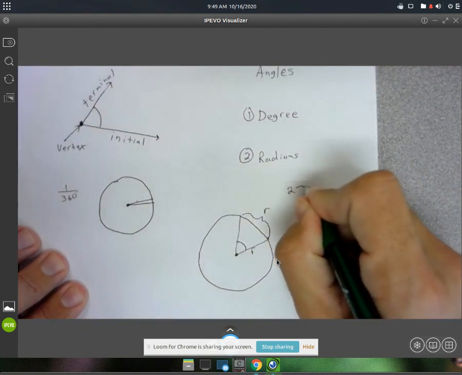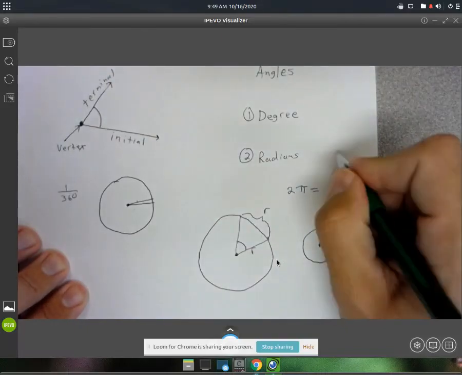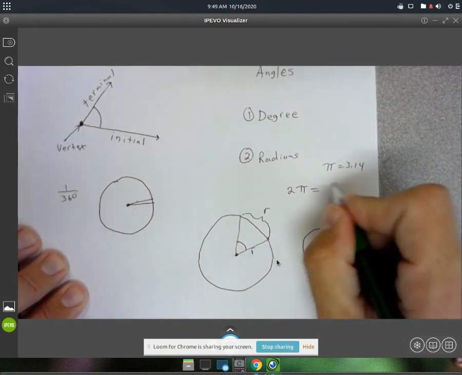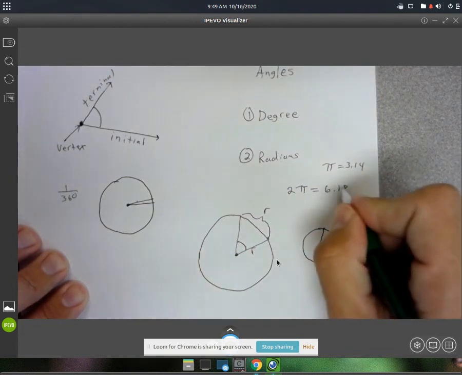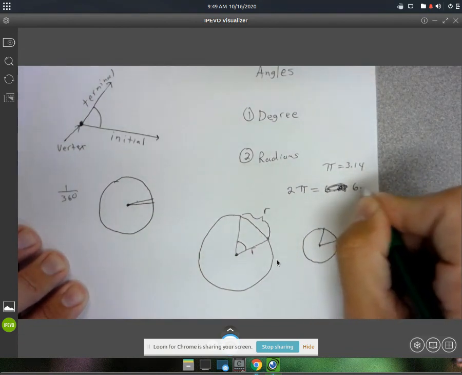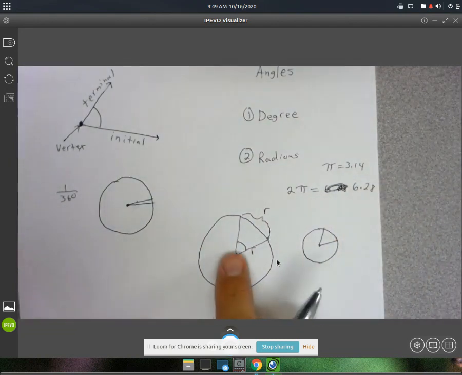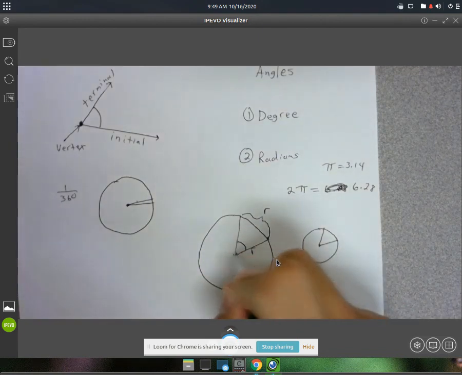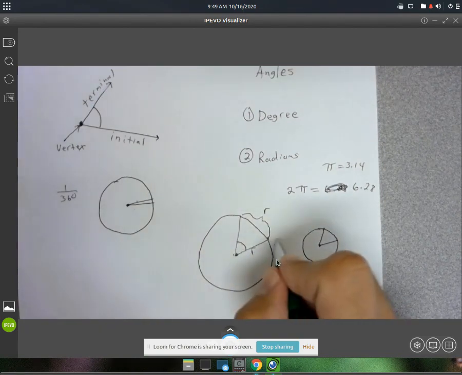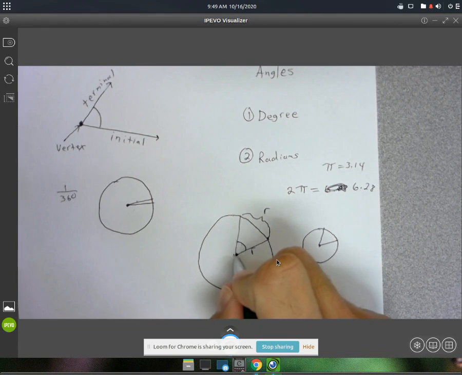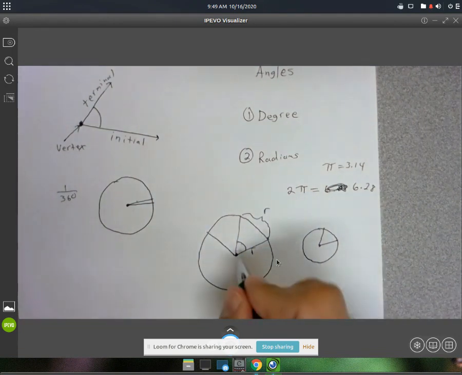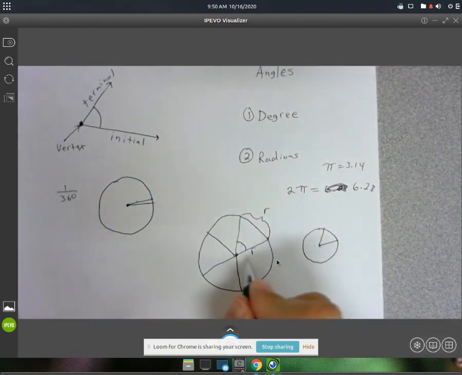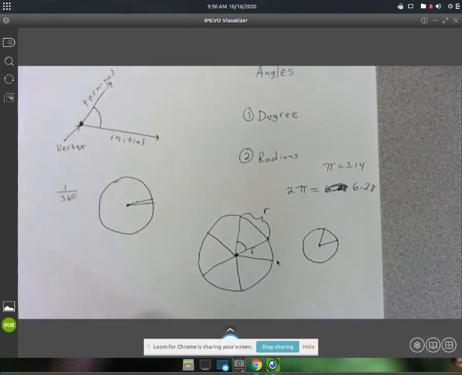Remember pi is about 3.14, so 2 pi would be about 6.28. There's about 6.28 radians that make up a full circle. So that might be 1 radian right here because the radius is equal to this arc length. This might be another one, this might be another one, this might be another one.